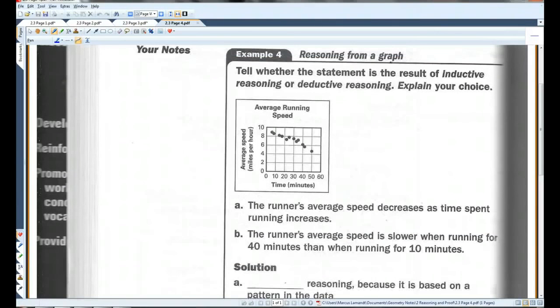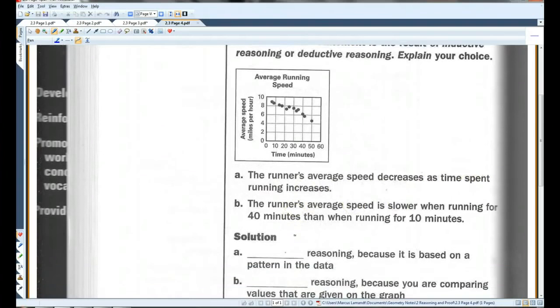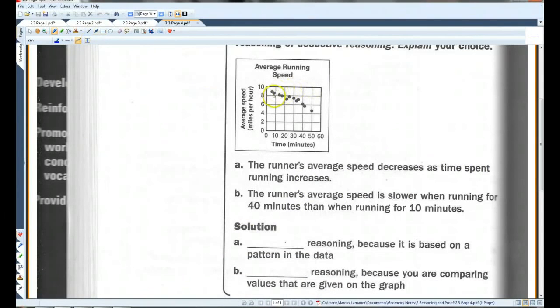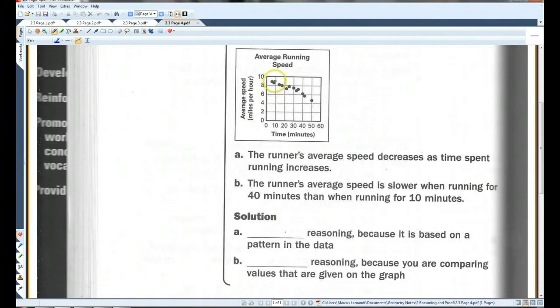Tell whether the statement is the result of inductive reasoning or deductive reasoning. Explain your choice. Alright. The runner's average speed decreases as time spent running increases. Okay, so we're looking at this. It looks like this is in fact the case. As the time increases, the average speed is decreasing. Okay, that looks like the pattern that we see here. Now, because we are observing a pattern in the data, this is inductive reasoning.